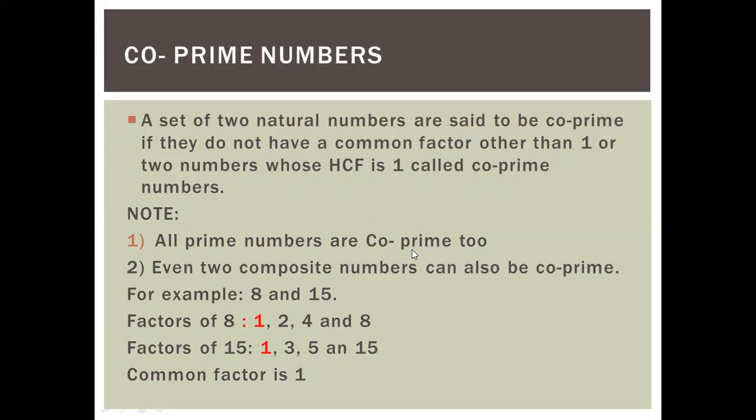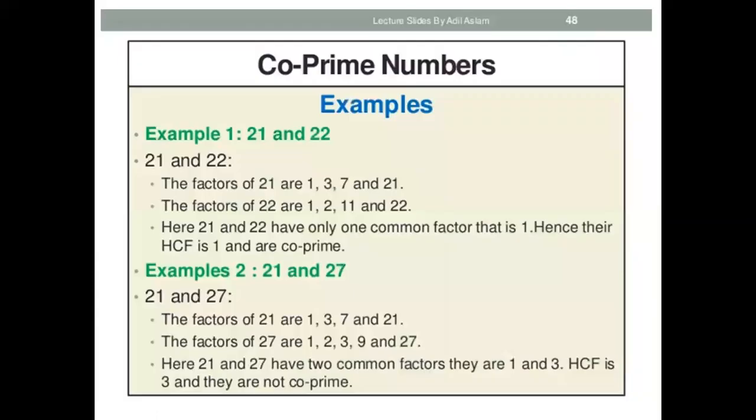Children, please make a note that all prime numbers are co-prime and even two composite numbers can also be co-prime. Please note it down. We have more examples, like 21 and 22. We will write out the factors of 21 and 22, which are both composite numbers. You can again see we have only one common factor, 1. So 21 and 22 are co-prime numbers.